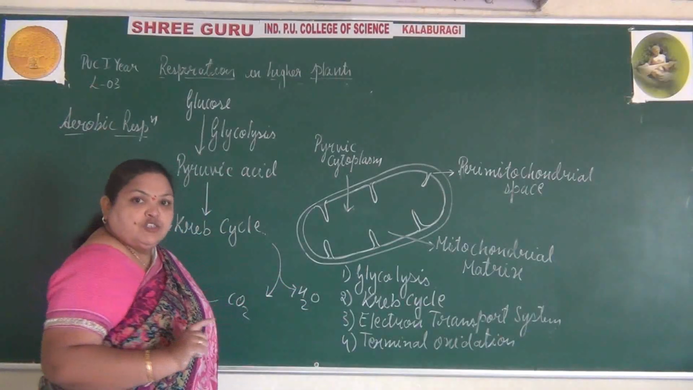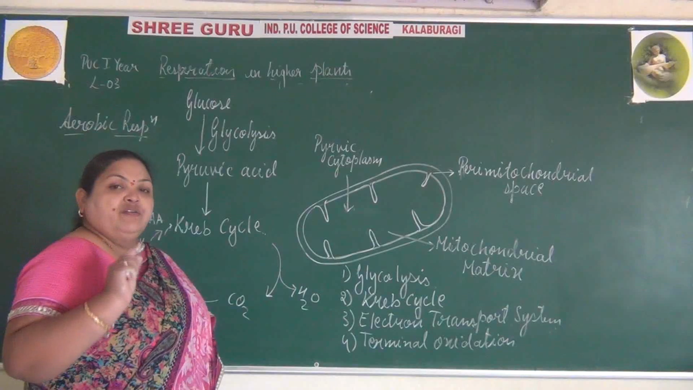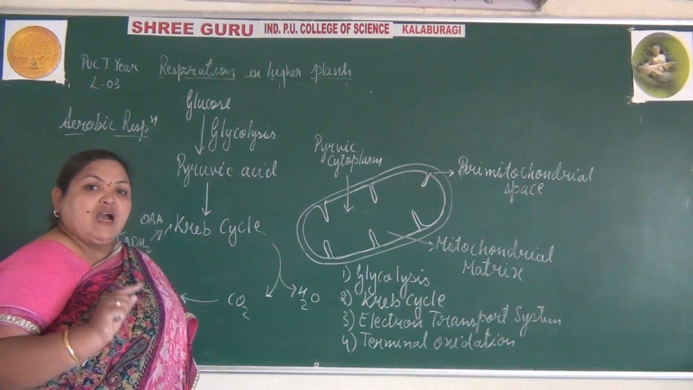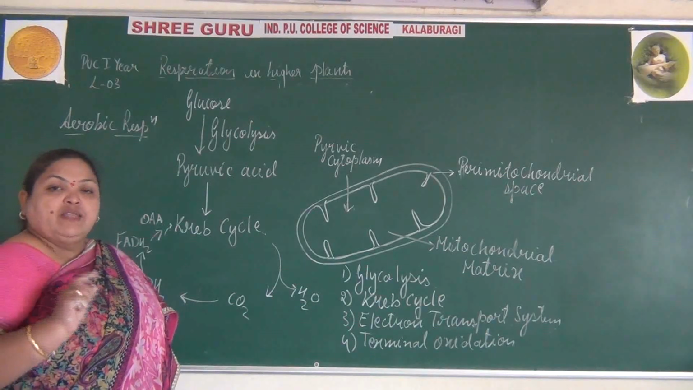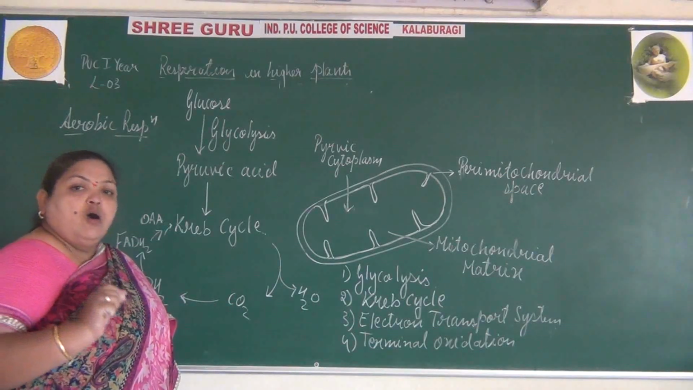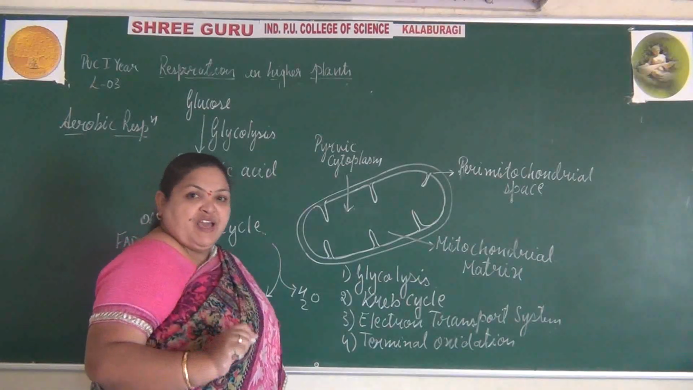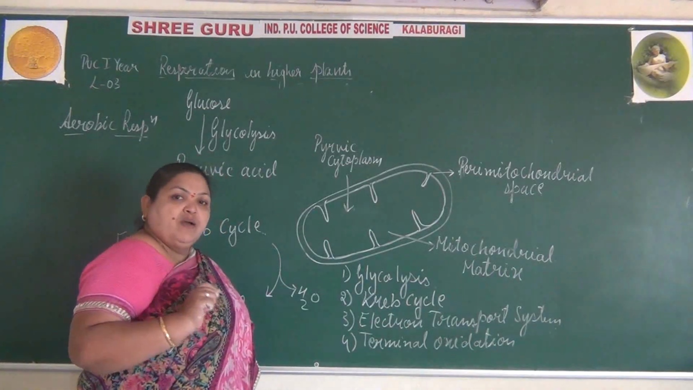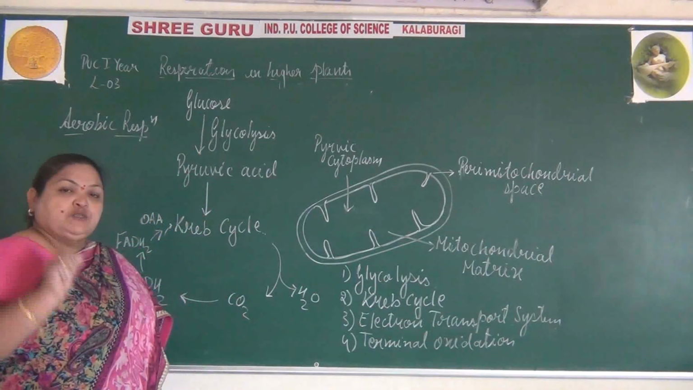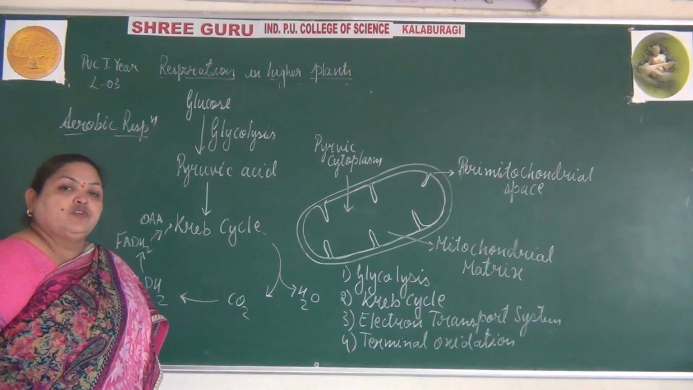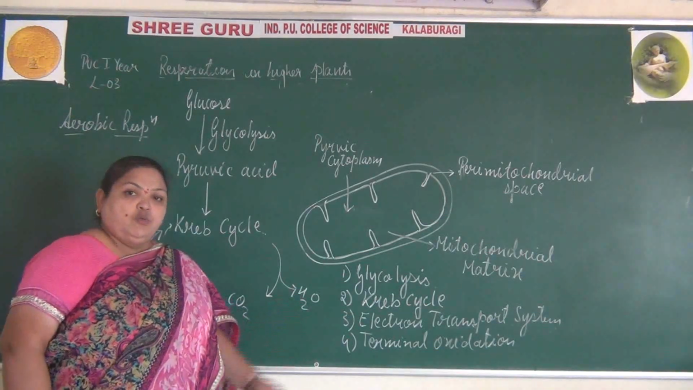And today's questions are: what is anaerobic respiration? Which are the components of anaerobic respiration? That is the 2 marks question. Or explain the process of fermentation reaction. That is the 5 marks question. Or it can also be asked as explain alcoholic fermentation for 3 marks and lactic acid fermentation for 2 marks.